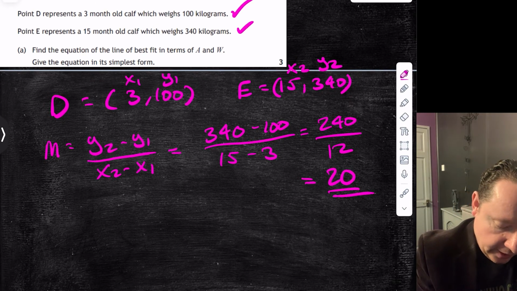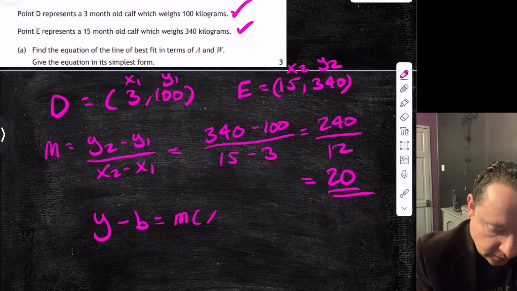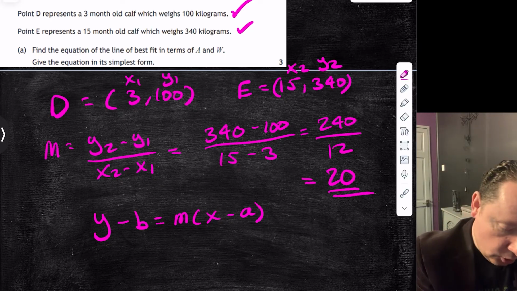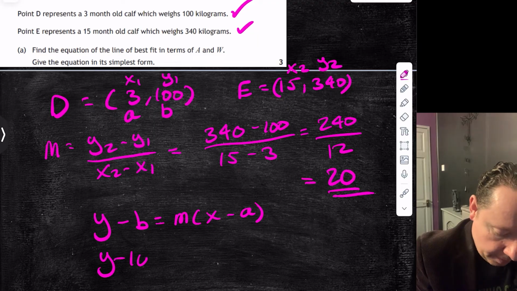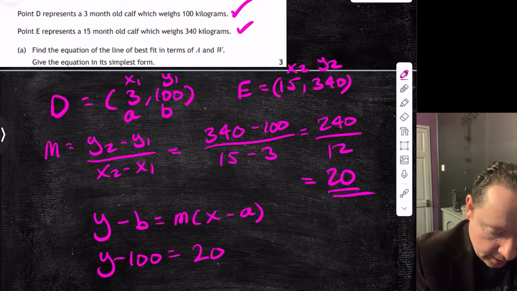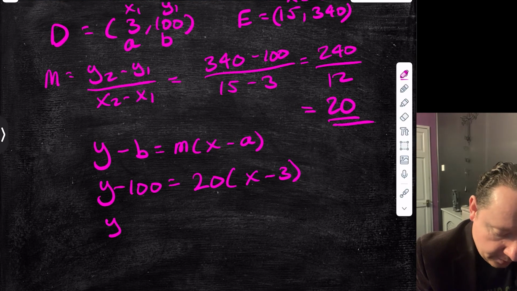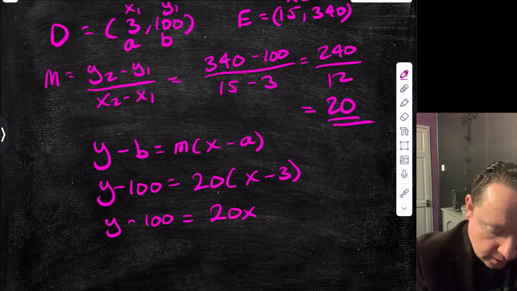So now the second step is to use y minus b equals m(x minus a). That's the way I always do it, so I'm not going to stop there. A and b is just one of the points, so I can use any one, but the small one's easier. So a is 3, b is 100. Y minus 100 equals m, which is 20, (x minus 3). Expanding my bracket then, y minus 100 equals 20x. 20 times 3 is 60, so minus 60.